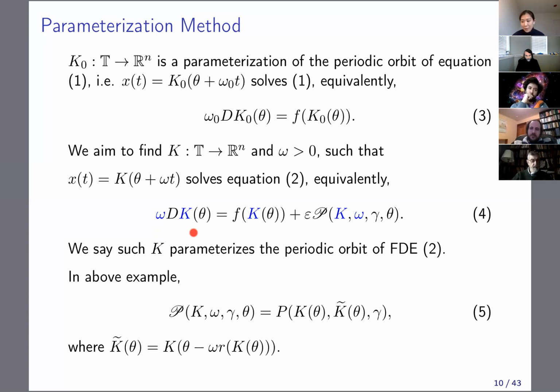And notice that this calligraphic P here comes from plugging in this expression k of theta plus omega t into the perturbation term in the perturbed equation. So if we come back to the example of state-dependent delay equations, this calligraphic P is just the function P evaluated at k of theta and at k tilde of theta, which is a little bit complicated. It involves the function k composed with itself. It comes from the delay. And then it also depends on this parameter gamma.